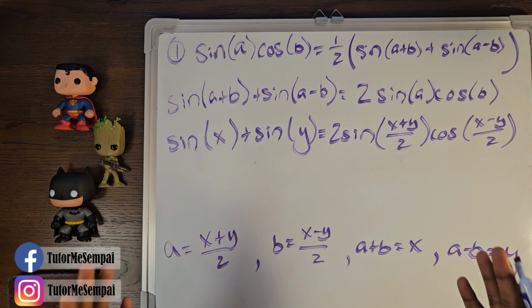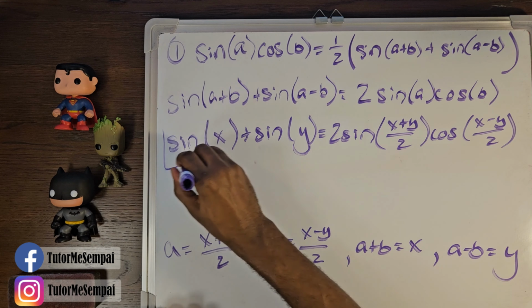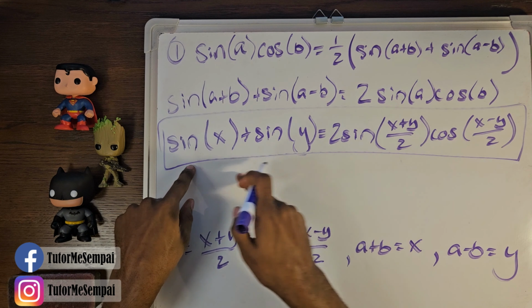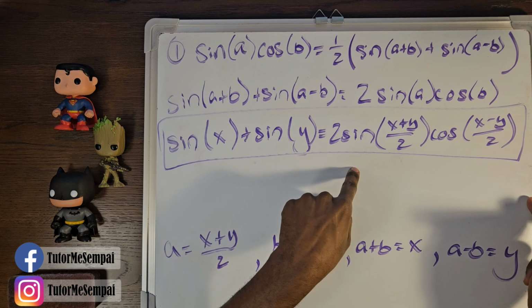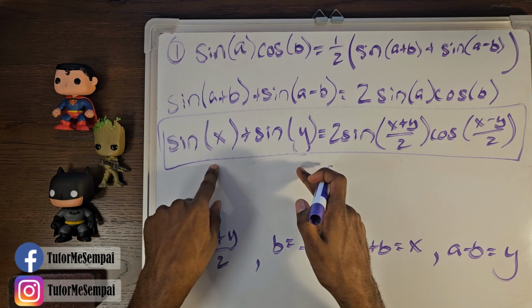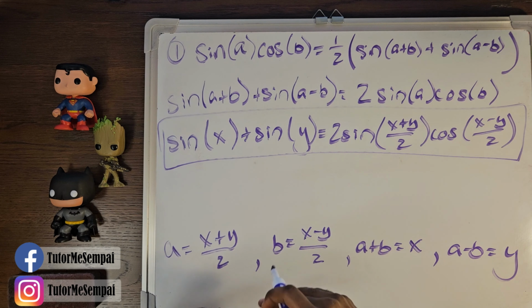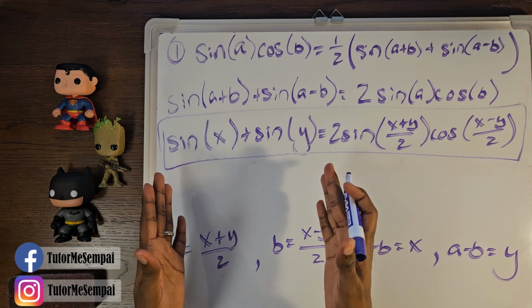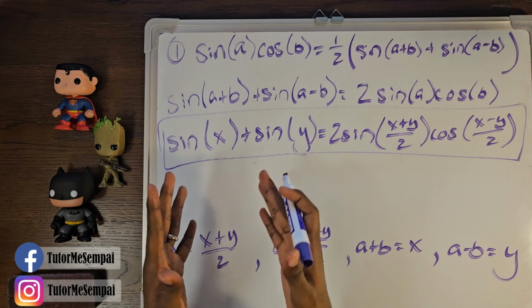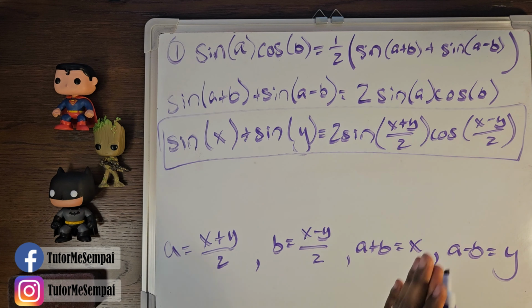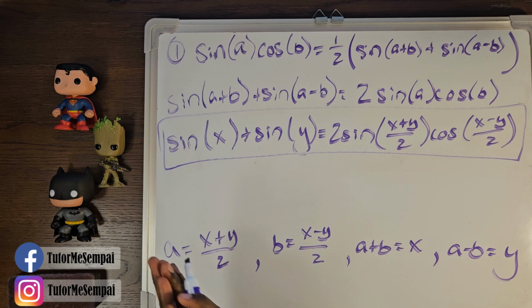This is going to be our first identity. Notice we have our sum to product identity, and this is a simple angle, X and Y. There is no sum in here. You're not adding angles, you're not subtracting angles, you just have the simple angle here. Now we're going to do the same exact steps for the other 3 identities.